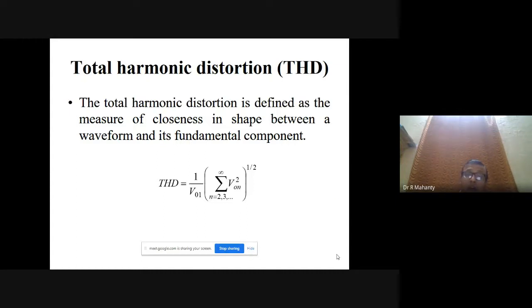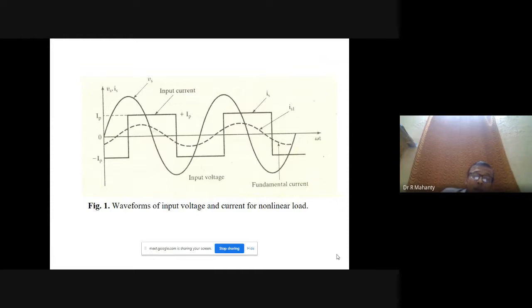Now, let us take this example. Here, your voltage is a sinusoidal waveform and the current is a perfect square wave. This is the case when we have a diode rectifier feeding an RL load, and the value of the inductance is infinite.